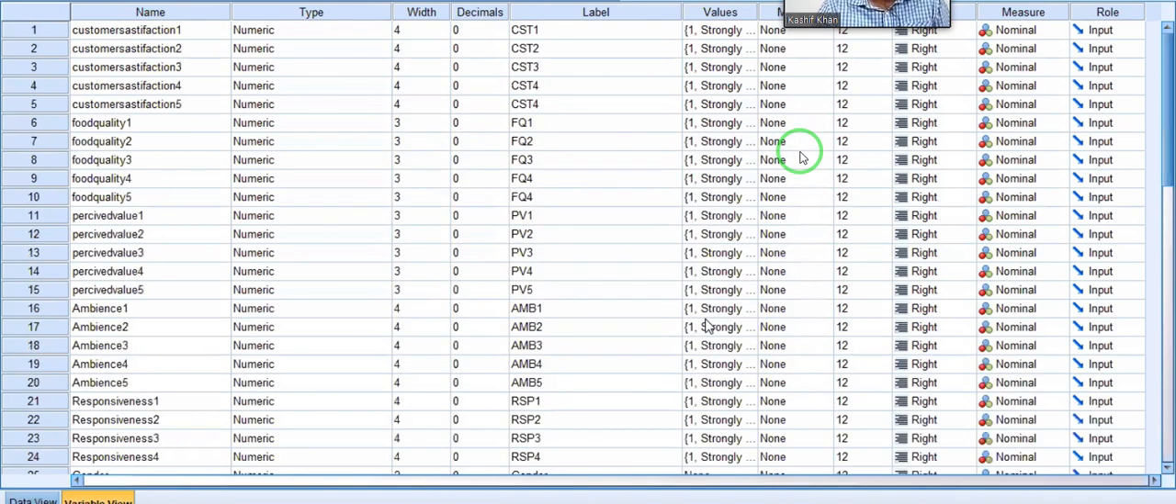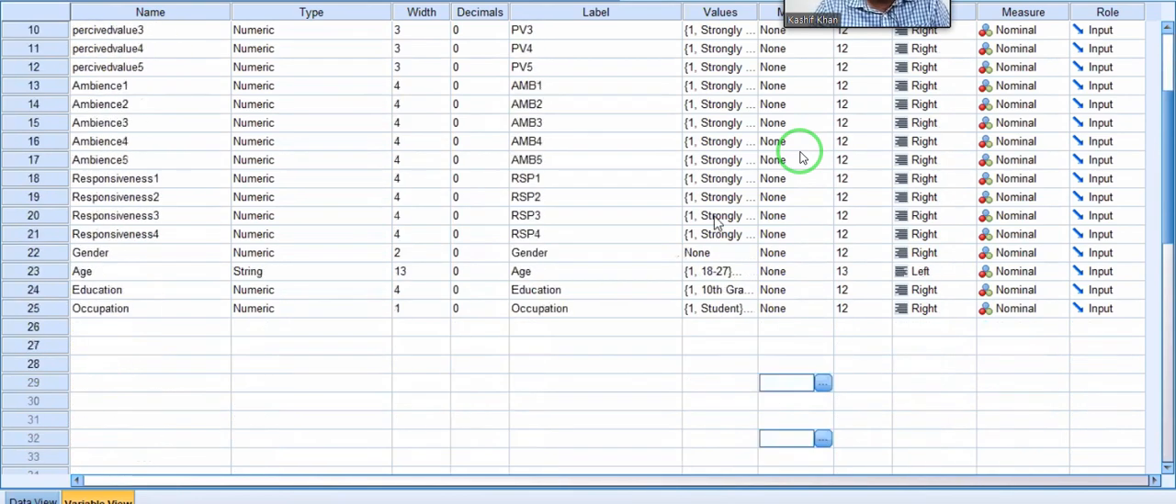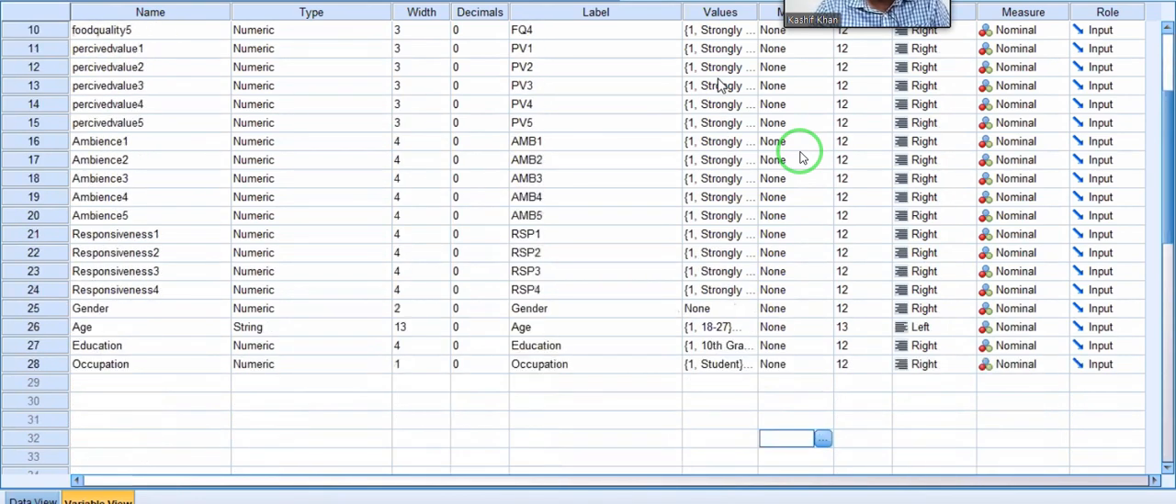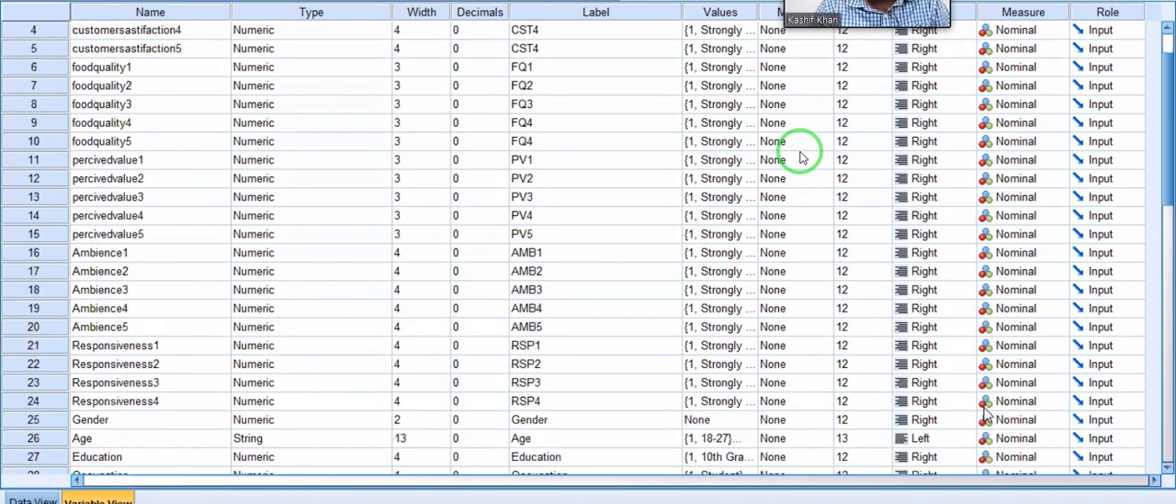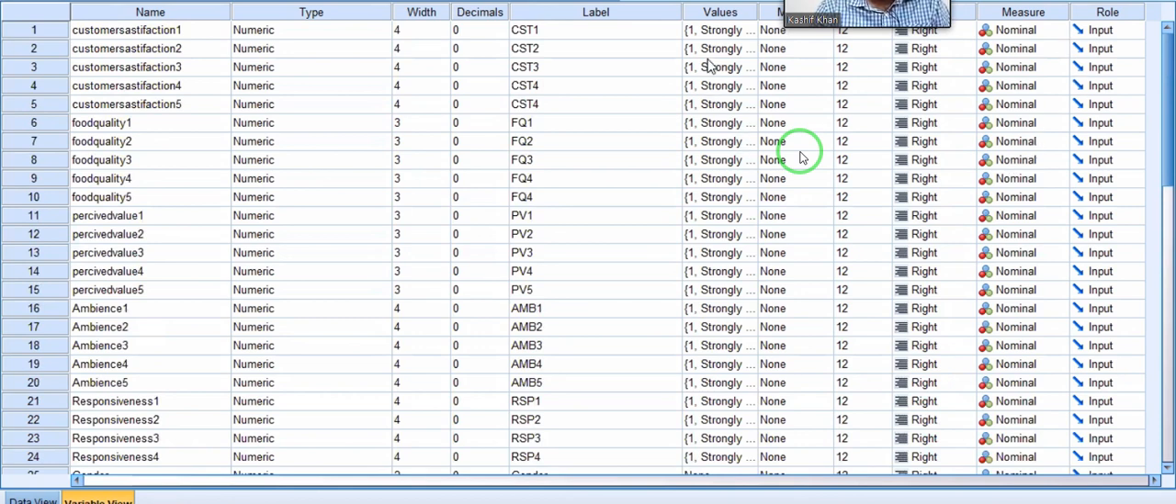So we have already told SPSS what type of scale we have taken to measure this data. Now the last thing left is telling it the levels of scale. We have told the level of scale. However, we still need to tell SPSS what type of data we consider it.